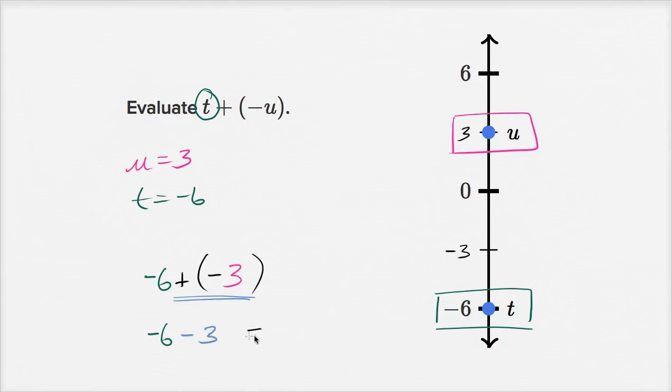-6 minus 3. If you're at -6 and you go 3 to the left, you go 3 more negative, you're going to end up at -9. And we're all done.